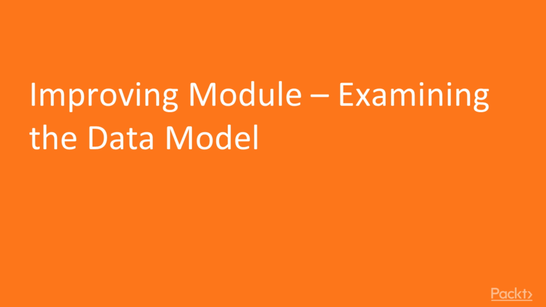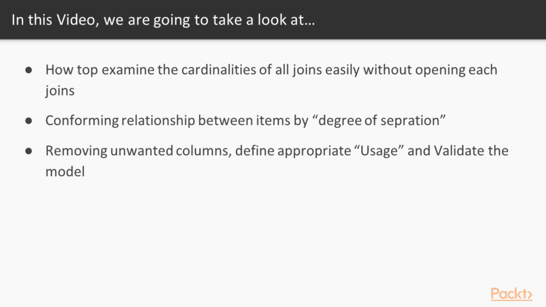5.1 Improve Module by Examining Data Model. In this video, I will show you some options that are useful to examine the data model you have created and correct the issues. Also, we will see how to check and correct the usage of columns as measures, attributes, and identifiers. In this video, we will take a look at how to examine the cardinalities of all joins easily without opening each join. Then we will confirm relationship between the items by degree of separation, and we will remove unwanted columns, define appropriate usage for all the columns, and validate the model.